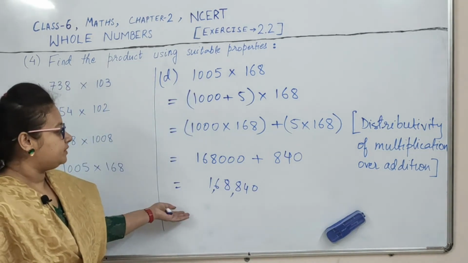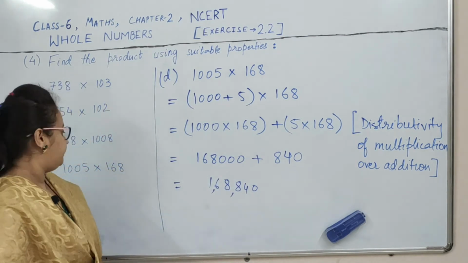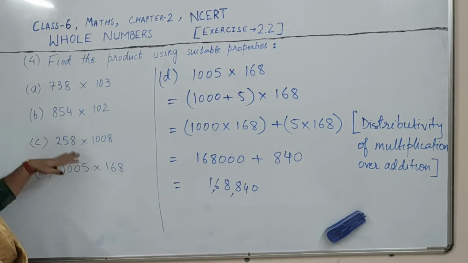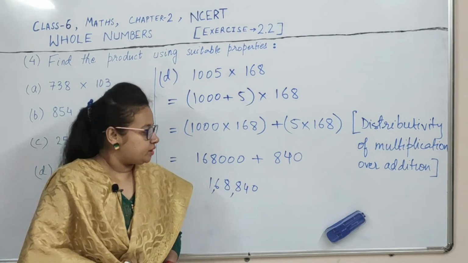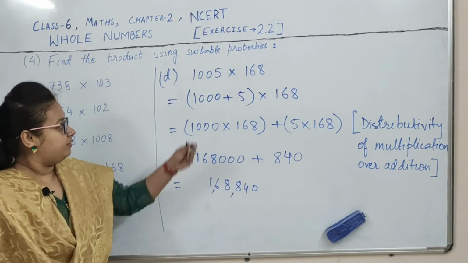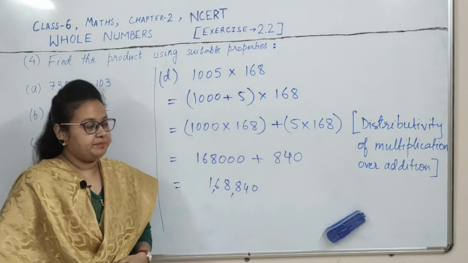So we got the product of these two numbers with the help of the distributive property. So, understood all these questions, we have made use of the distributive property in all these questions. Okay, and we found the product by this property, the distributive property.